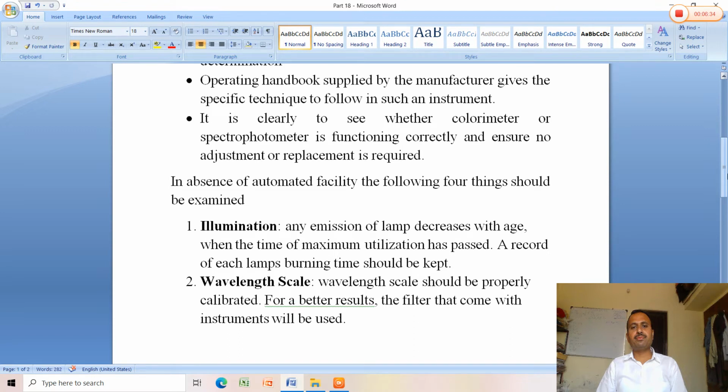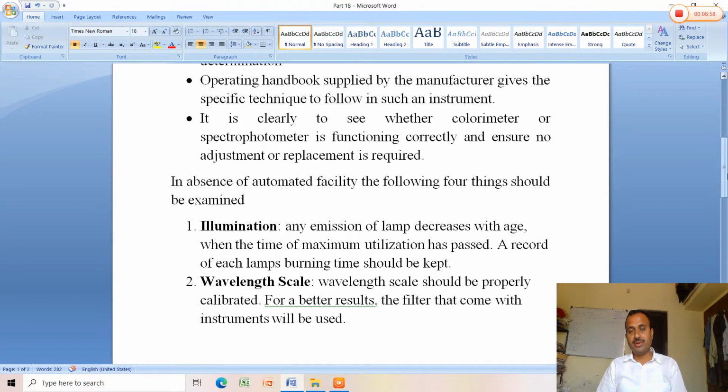And so care should be taken that when the time of maximum utilization has passed, at that time we should replace that source of light, because with the increase in age, with the increase in time, its intensity, its usefulness decreases. A record of each lamp's burning time should be kept.